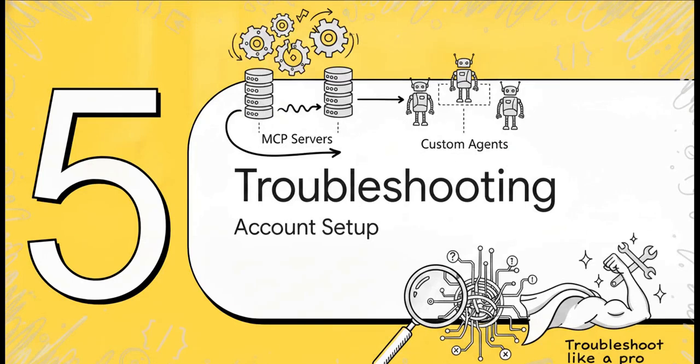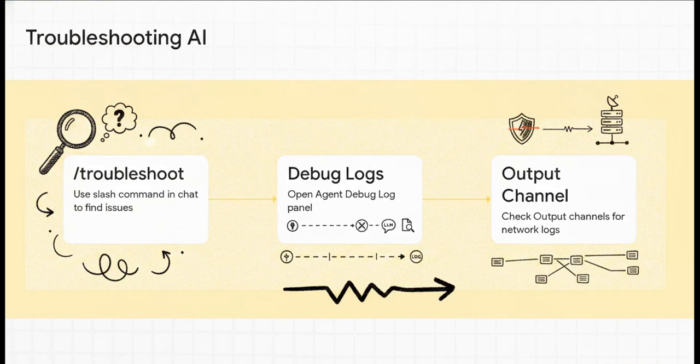Section 5: Troubleshooting and Account Setup. Now, because we are connecting complex MCP servers and building custom agents, occasionally things are going to get a little stuck. Luckily, VS Code has fantastic built-in diagnostics. First up, just use the /troubleshoot command right in the chat window. If you need more visibility, the Agent Debug log panel is your best friend. It shows you a perfect chronological timeline of every single tool call and LLM request. And if you're hitting corporate firewall issues, just check the GitHub Copilot output channel set to trace to review your network logs.